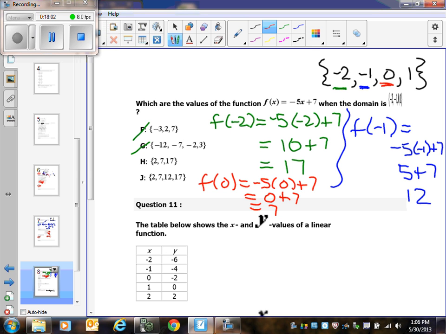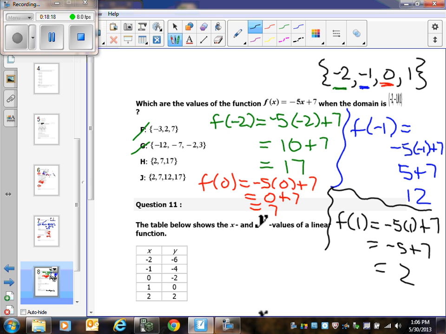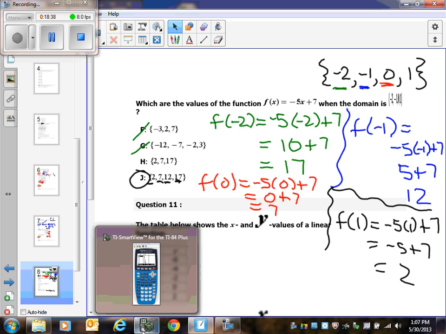And lastly, let's go ahead and plug in f of 1. Which is -5 times 1 plus 7. So that's -5 plus 7, which is a positive 2. So it looks like our answer here is J. 17, 12, 7, and 2. Our answer is J. Now, another way of doing this is you could have used a calculator. So let's go ahead and try that method as well.